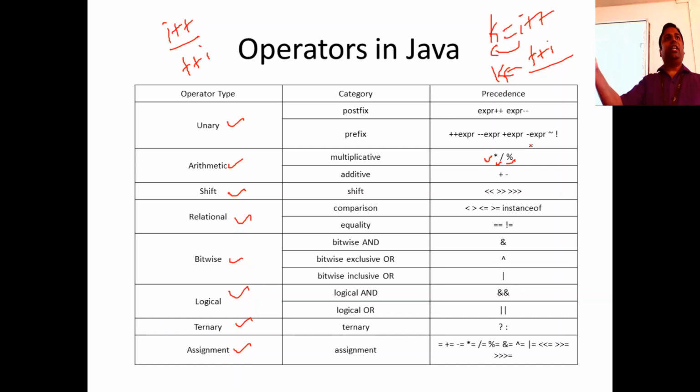Assignment: taking the value of one variable, assigning it to another variable. So what kind of assignment operators do you have? Everything that is available in C: plus equal to, minus equal to, and so on. We used all these assignment operators in C, the same kind of assignment operators in C and C++.